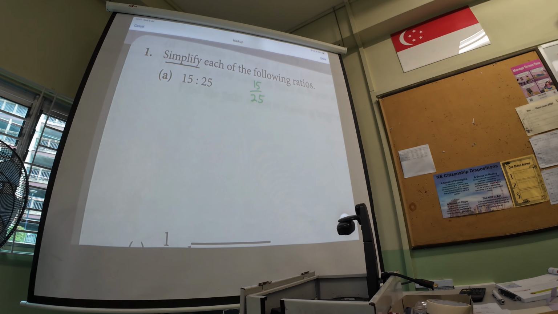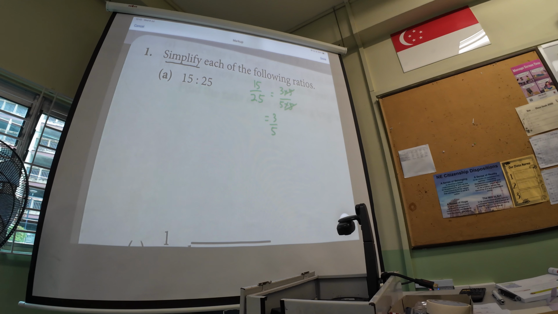We can see the numbers, numerator and denominator, all end with 5. Meaning it is divisible by 5. Or 15 is also 3 times 5, 25 is 5 times 5. Common factor we can cancel. So 15 is to 25 is actually the same as 3 is to 5 in terms of value.